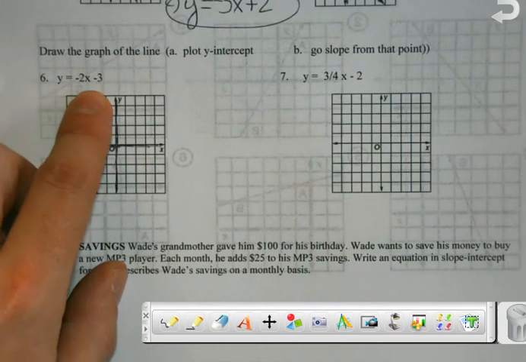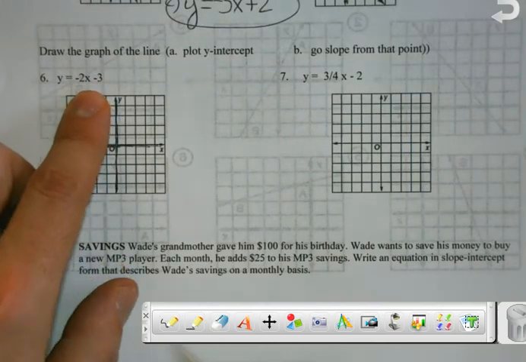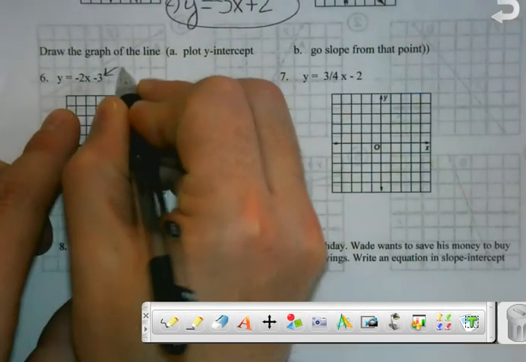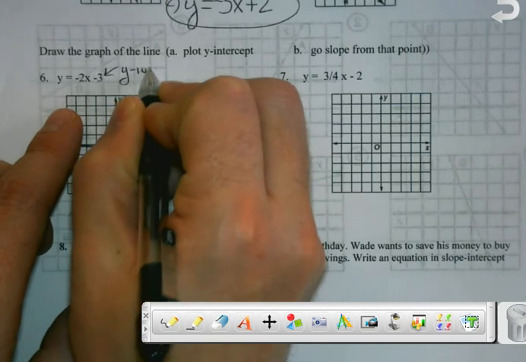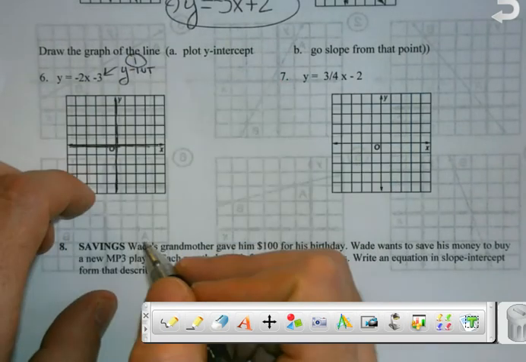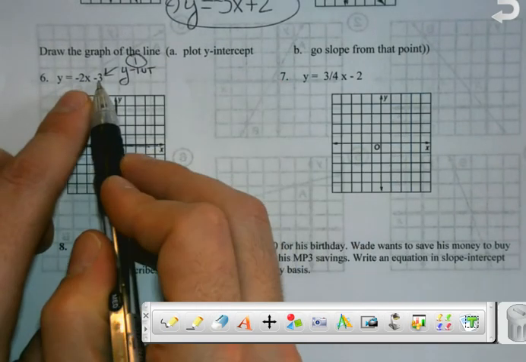Which one of those numbers is my y-intercept? Negative 3. So that's what I want to do first. So if my y-intercept's negative 3, yes, sir.